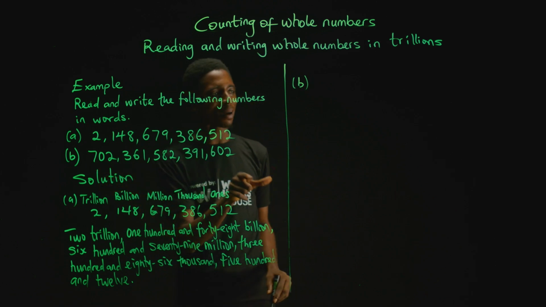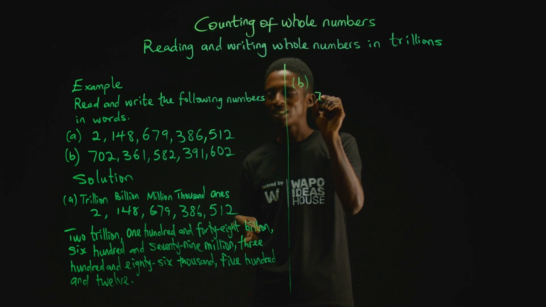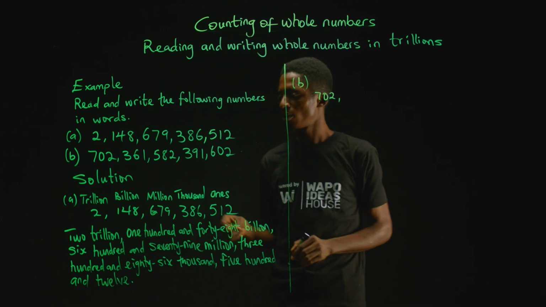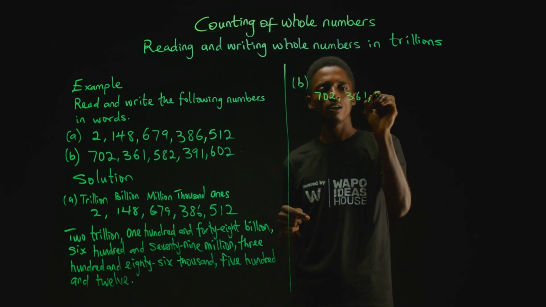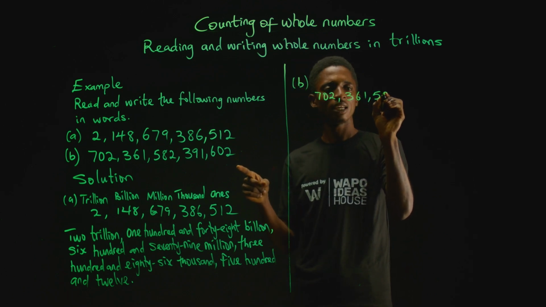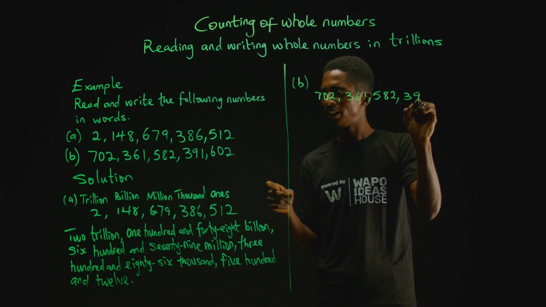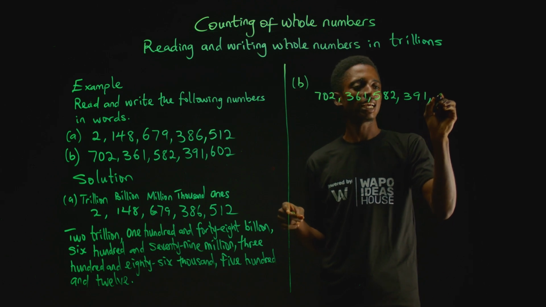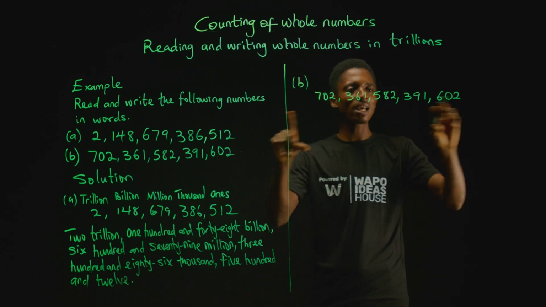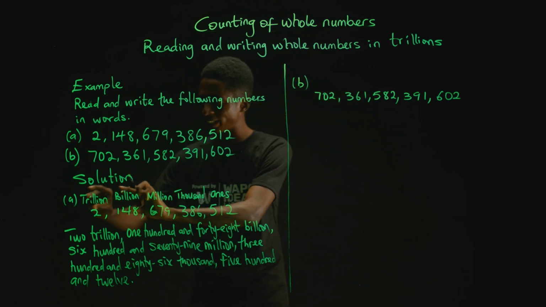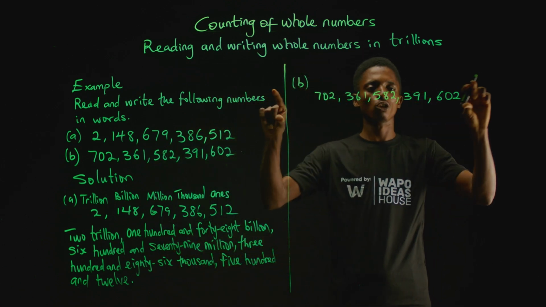We write the number and assign place value. The number is 702, 361, 582, 391 and then 602. And the place values, just as we have done in this case, we assign the same place value here as they are grouped in 3.